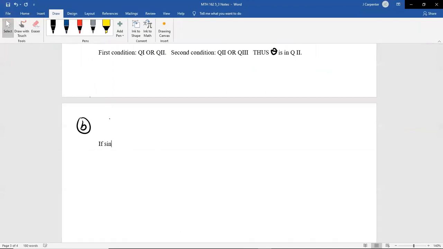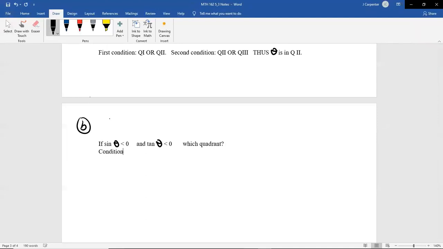Right. If the sine of theta is less than 0 and the tangent of theta is less than 0, which quadrant are we in? So if the sine of theta is negative and the tangent of theta is negative, what quadrant are we in? So these are the two conditions.